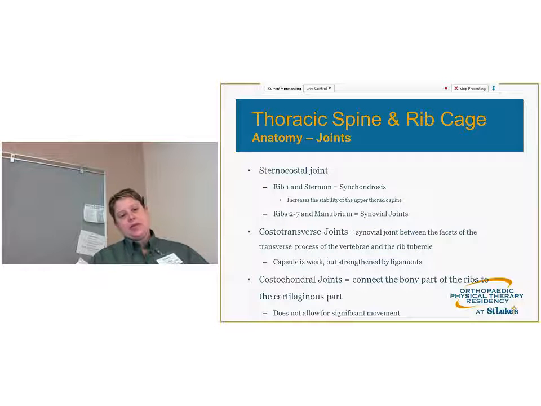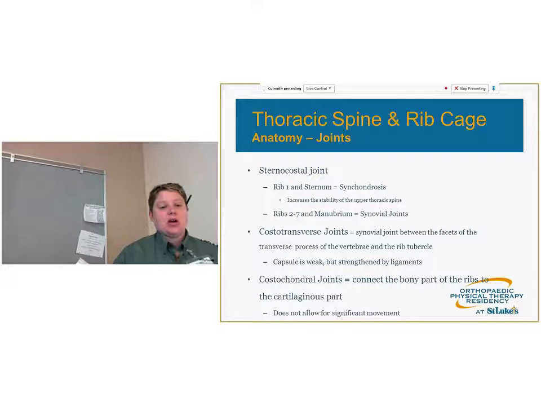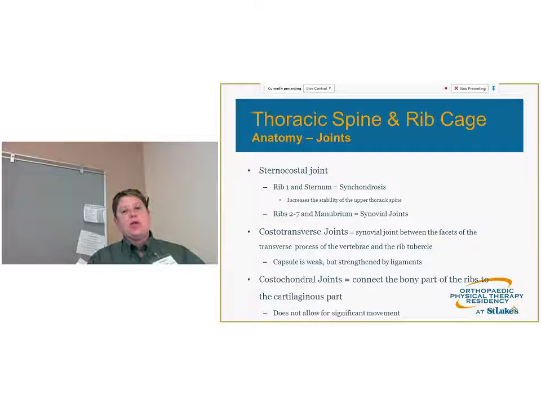All right. Now we're just going to discuss some joints. So we have the sternocostal joints, the costotransverse joints, and the costochondral joints. As far as the sternocostal joints, rib 1, where it meets with the sternum, is a synchondrosis. This is important to note because it does increase the stability of the upper thoracic spine. So that's why a lot of times you get the increased stiffness and decreased mobility in the CTJ region.